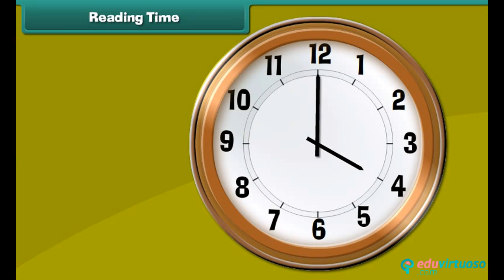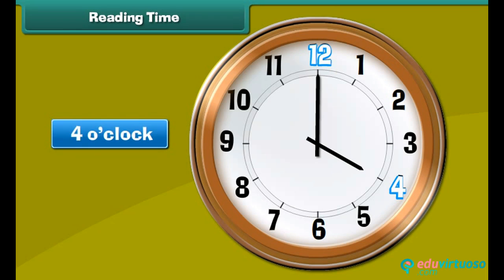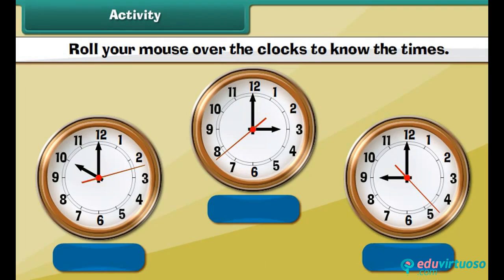Look at another clock. Its minute hand is pointing to 12 and the hour hand is pointing to 4. It means the time is 4 o'clock. Activity. Here is an activity to help you read time better. Roll your mouse over the clocks to know the times.